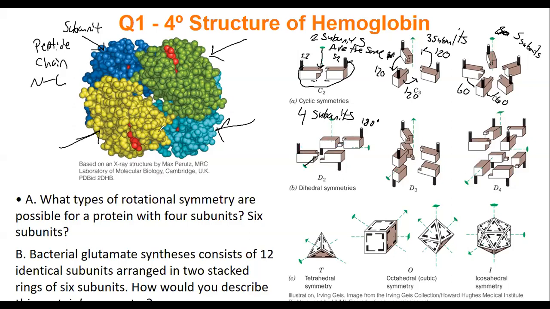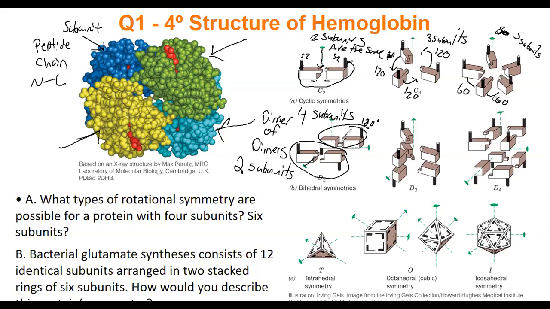A good way to describe this is a dimer of dimers. So let me write that down. Dimer of dimers. So a dimer means 2 subunits. So you can think about this as these 2 subunits are related through an axis of symmetry. These 2 subunits are related through the same symmetry, and they're more or less stacked on each other.